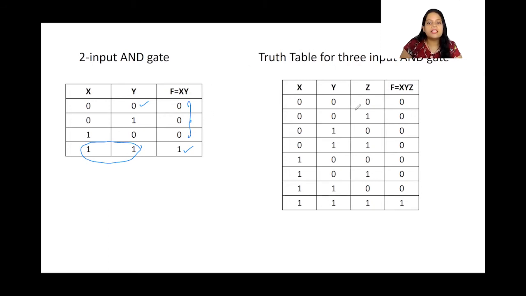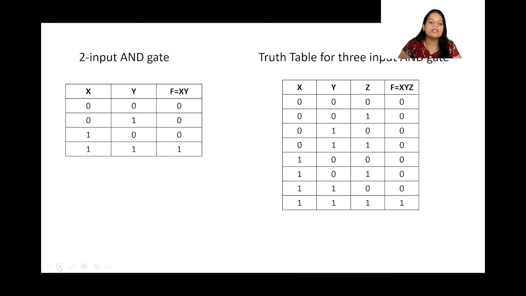Similarly, for the 3 variable truth table also, wherever there is at least one 0, the output is going to be 0. Wherever there is at least one 0, the output is going to be 0. Wherever there is all ones, only then the output is going to be 1. So this is how an AND gate works.